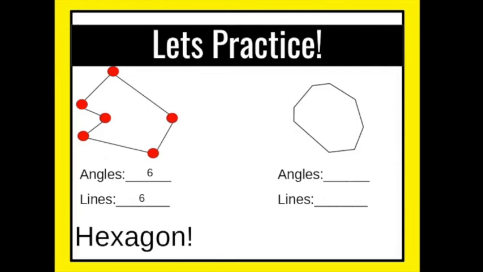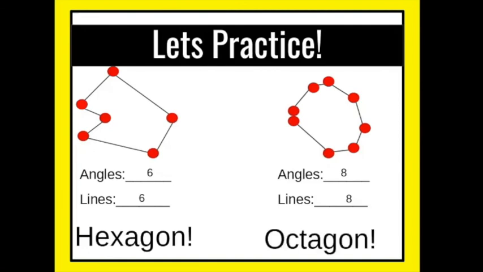Let's go on to the next one. Let's start counting the angles. 1, 2, 3, 4, 5, 6, 7, 8. There are 8 angles. Let's go ahead and count the sides. 1, 2, 3, 4, 5, 6, 7, 8. There are also 8 lines. So a shape with 8 angles and 8 lines is an octagon.